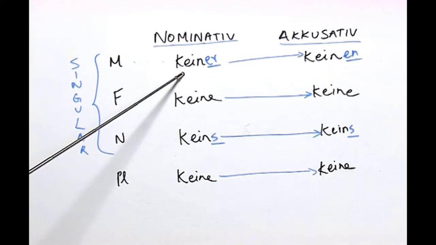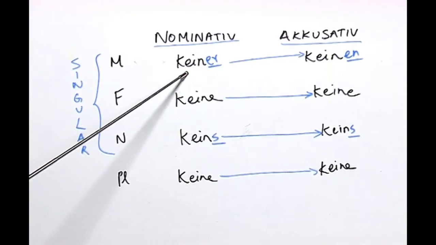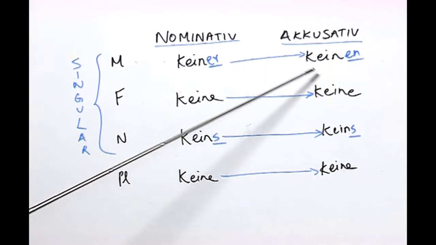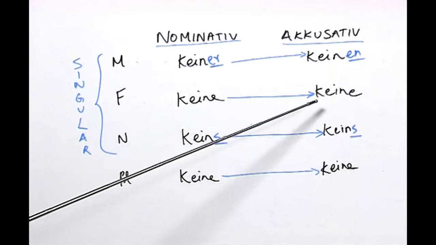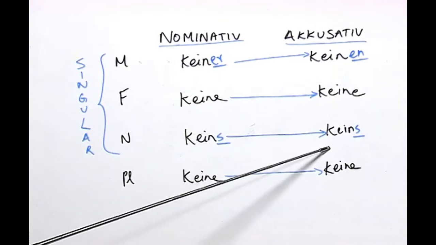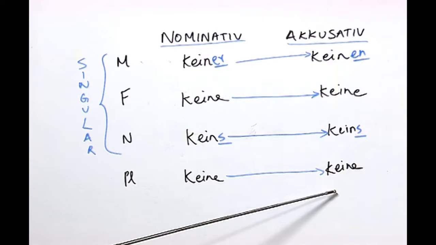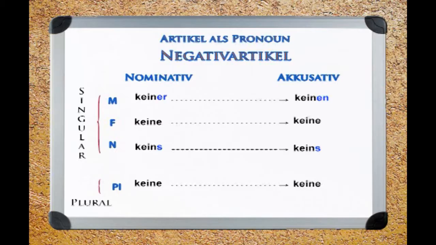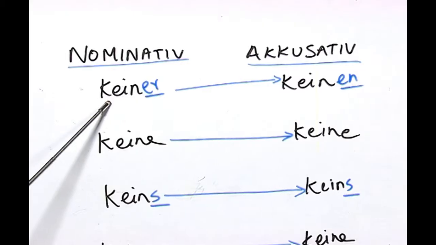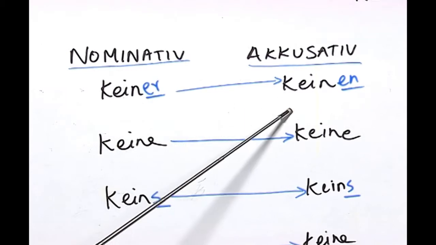If you see here for the masculine, the negation article, negative article as we call it, becomes from nominative keiner to keinen, keine remains keine, keins remains keins, and in the plural keine remains keine. If you remember, when we did the indefinite article as pronoun, we used einer, which becomes einen, and as you know, for negation we need to add k or ka, which here is added, which then becomes keiner to keinen.